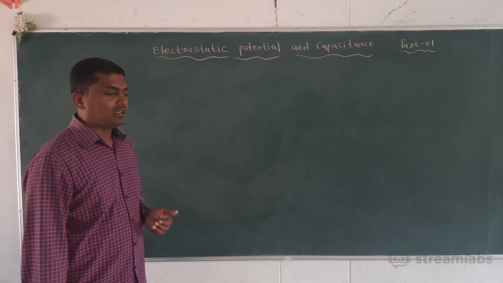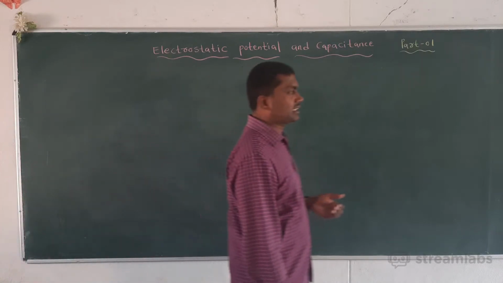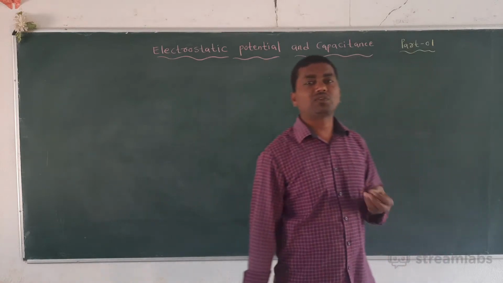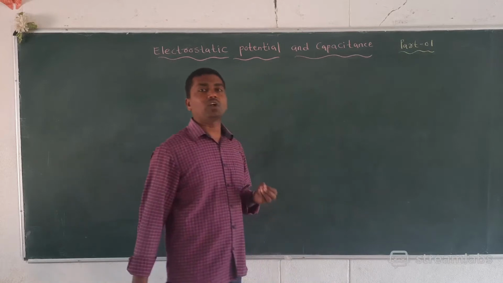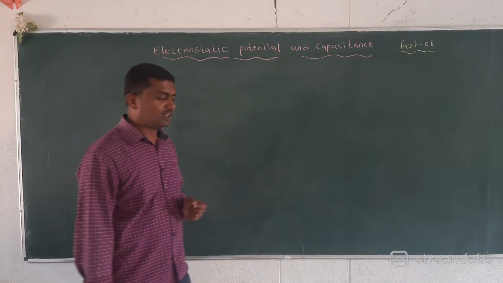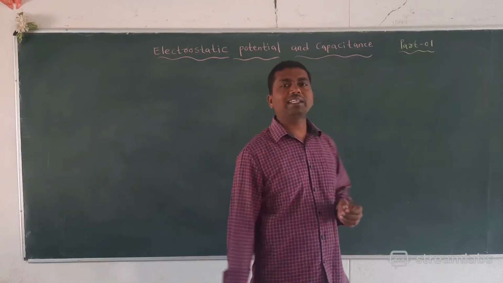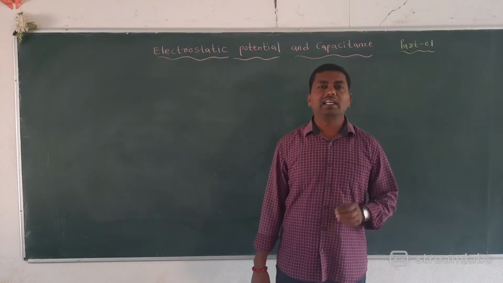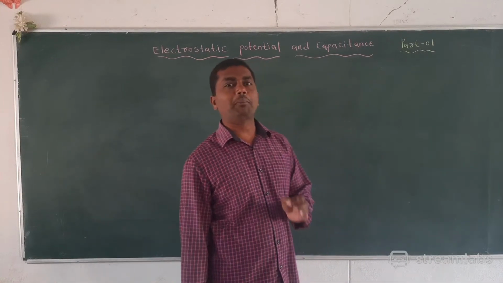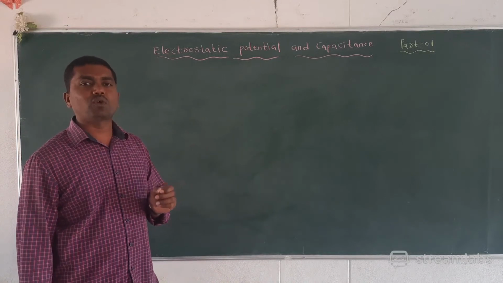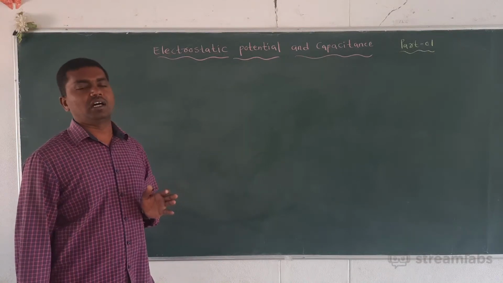And next, by using the electric dipole we can take the electric field intensity due to an axial line and electric field intensity due to an equatorial line. In this we can take a question: define electric field intensity and calculate the electric field intensity due to a point charge. So the value will be E is equal to 1 by 4 pi epsilon naught Q by R square.